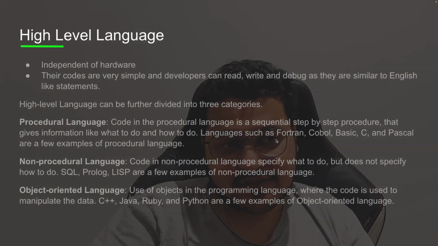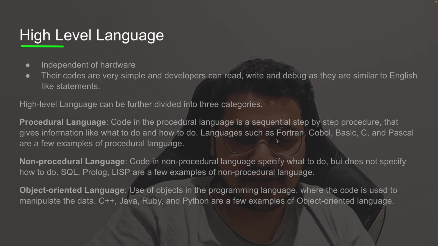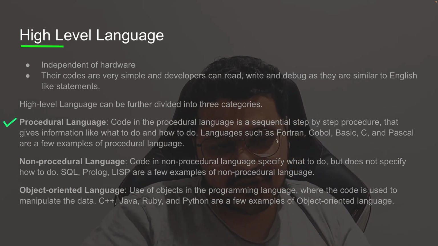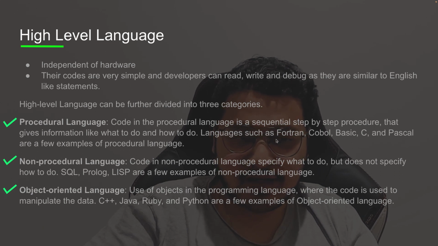The high level languages are independent of the hardware, and their code is very simple, and developers can read, write, and debug it as it is very similar to English-like statements. The high level languages can further be divided into procedural, non-procedural, and object-oriented languages.